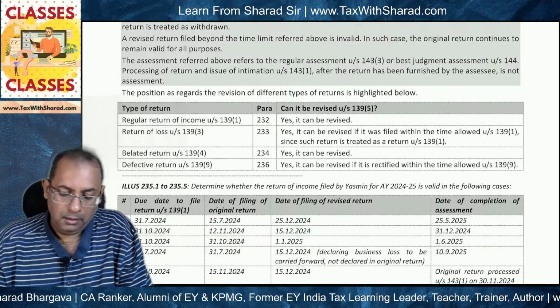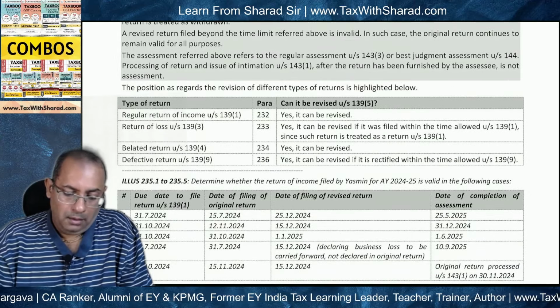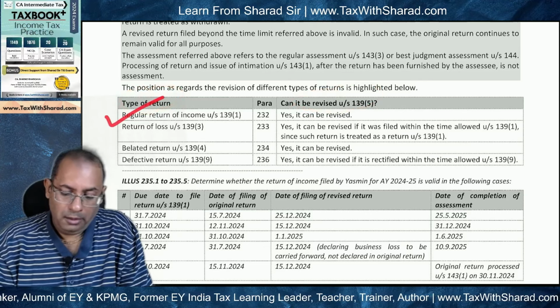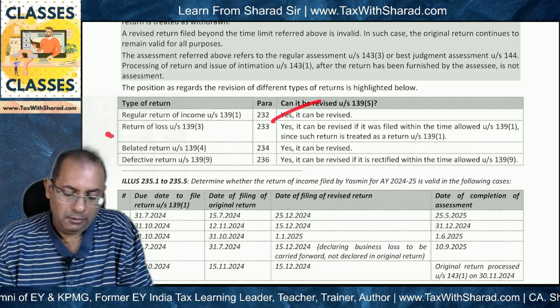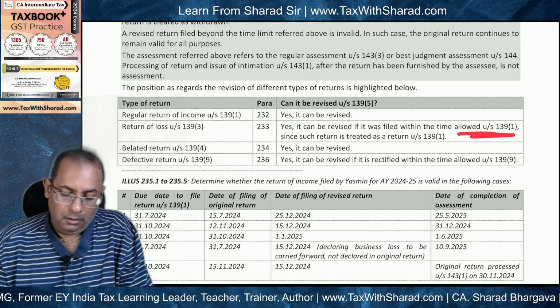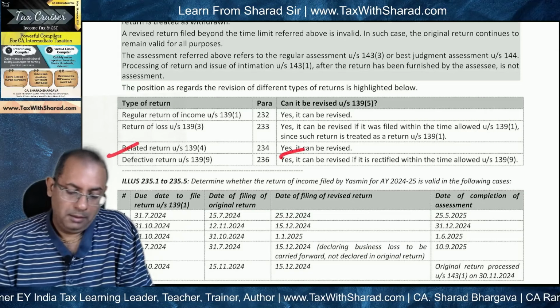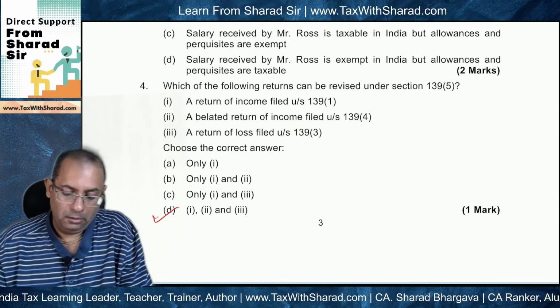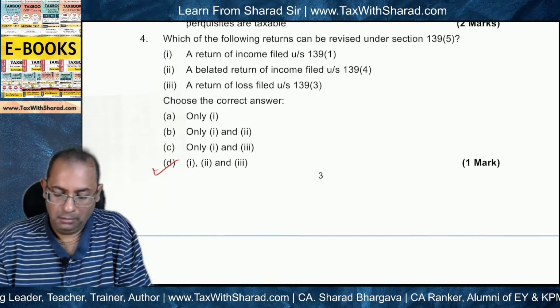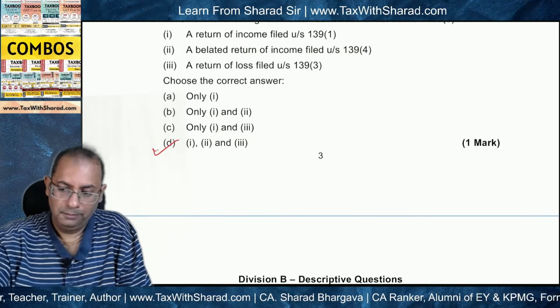So, if you look at the return chapter, type of return and can it be revised under section 139(5). So, regular return, yes, can be revised. Return of loss, yes, can be revised. If it was filed within the time allowed under 139(1), belated return, yes, it can be revised. So the position is very clear. All these kinds of returns can be revised. So this brings us to the end of income tax, and now we will move to the GST portion.